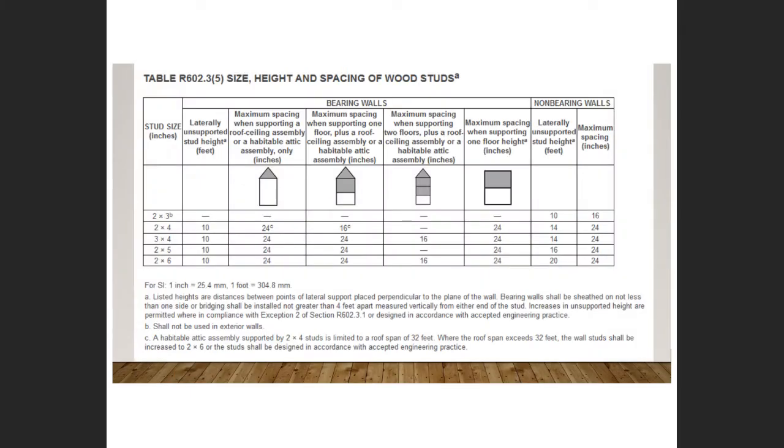Again, an example of something that is contained in the building code, there'll be a table that talks about the sizing and spacing of studs for a bearing wall. And if you read here, bearing walls shall be sheathed, blah, blah, blah, bridging shall be installed. The code is trying to make it as clear as possible about what you have to do.